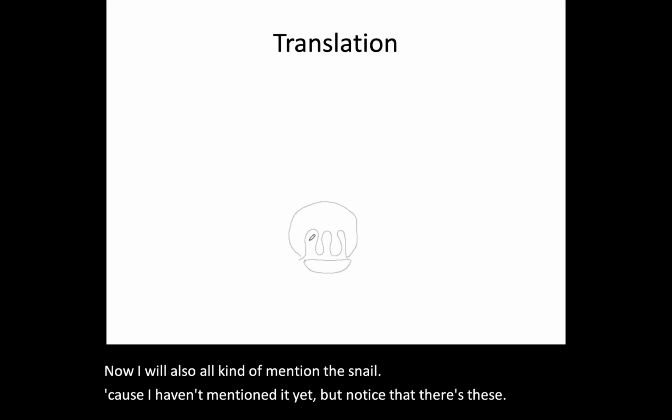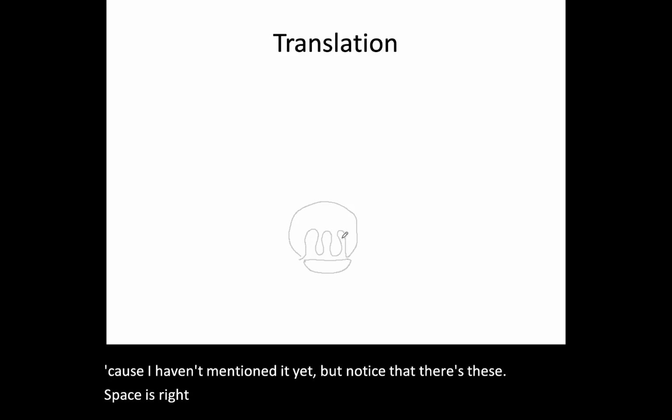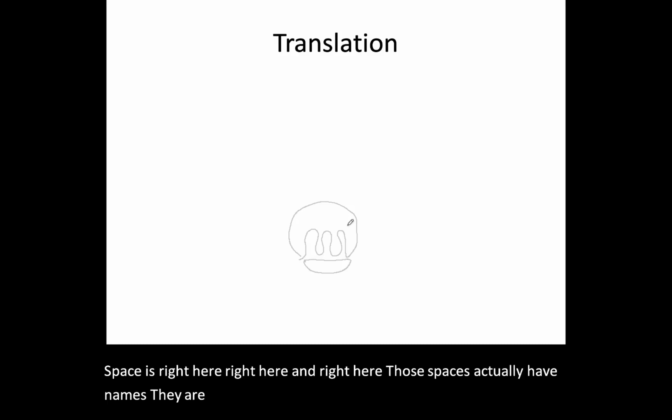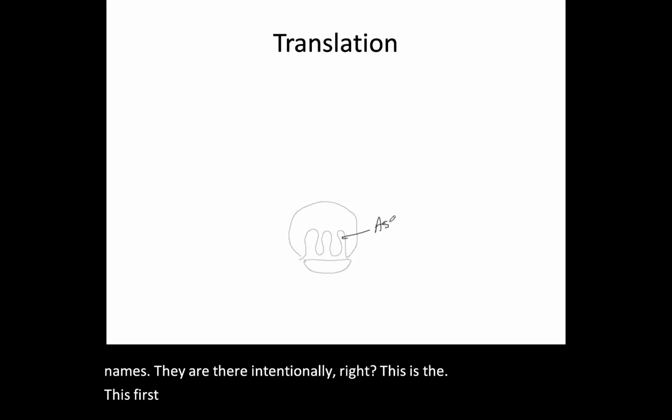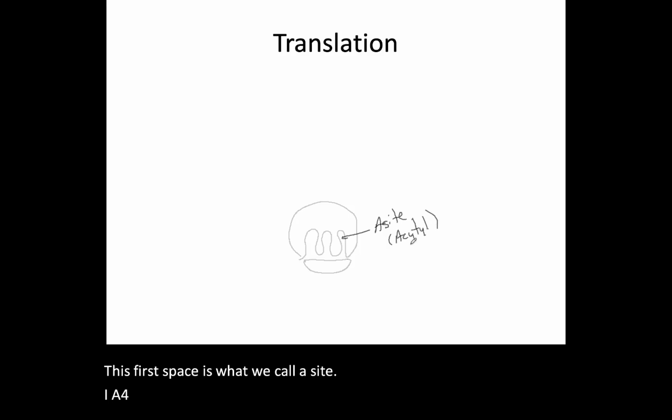Now, I'll mention this because I haven't mentioned it yet, but notice that there are these spaces, right here, right here, and right here. Those spaces actually have names. They are there intentionally. This first space is what we call the A site. A for acetyl. That's the acetyl site.